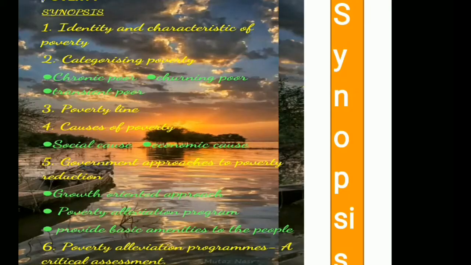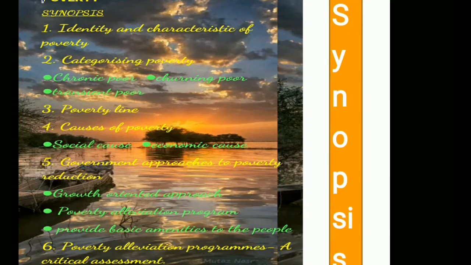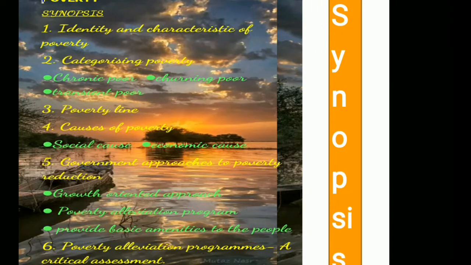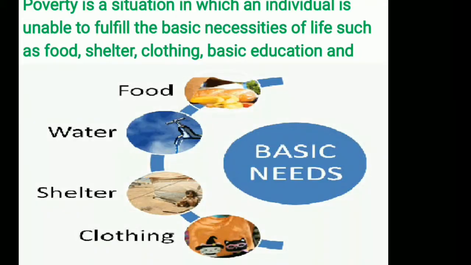In this chapter, we will cover the following topics. First, we are going to study the identity and characteristics of poverty, categorization of poverty, poverty line, causes of poverty, government approach to reduce poverty, and the poverty alleviation programs. So let's see one by one.